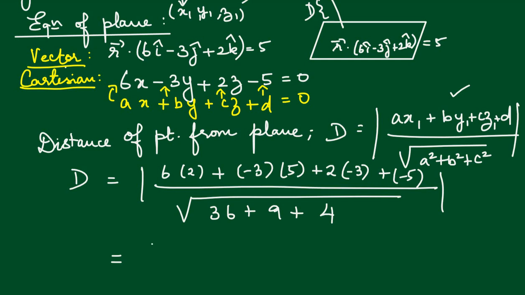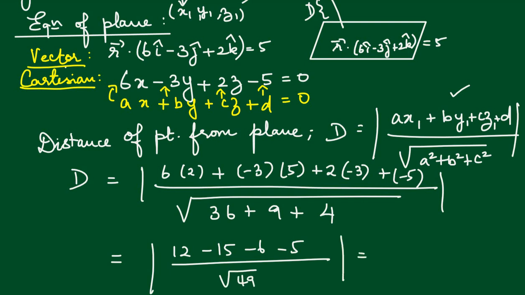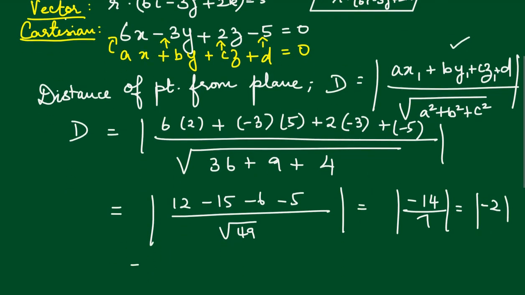Now this gives us the mod of 12 minus 15 minus 6 minus 5, divided by the root of 49, which is equal to the mod of minus 14 divided by 7, which is the mod of minus 2, which gives us the distance is equal to 2 units.